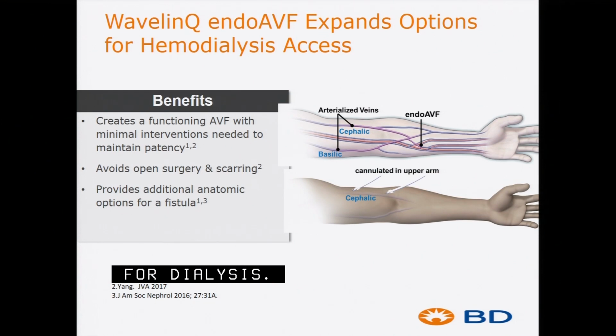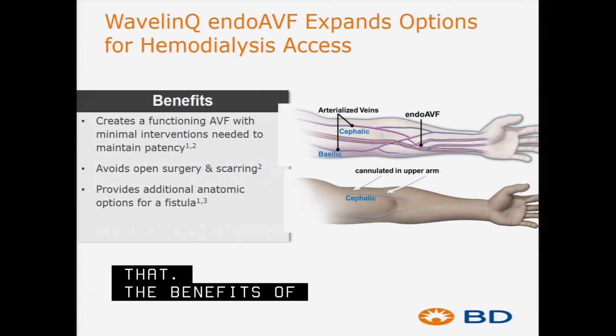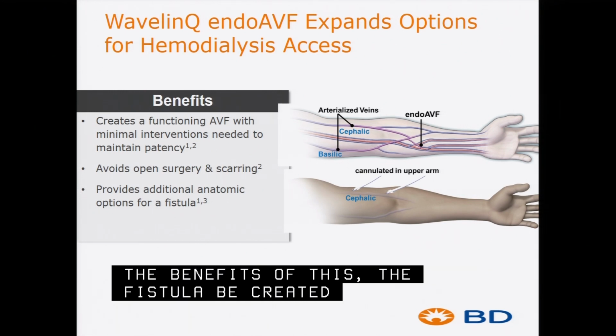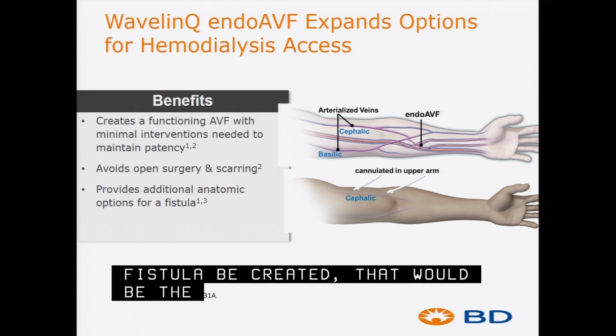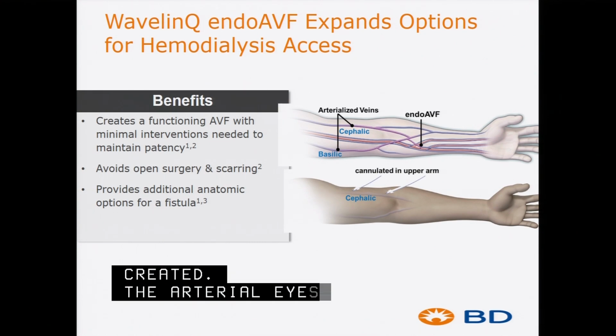So the benefits of this, here's just a little schematic of this. The fistula would be created where it says endo-AVF there. That's at the ulnar artery and vein. So that would be the site of where the fistula is created. The arterialized veins, the basilic and cephalic on the upper picture there, would be where the needles would be placed for the patients to have their dialysis performed.